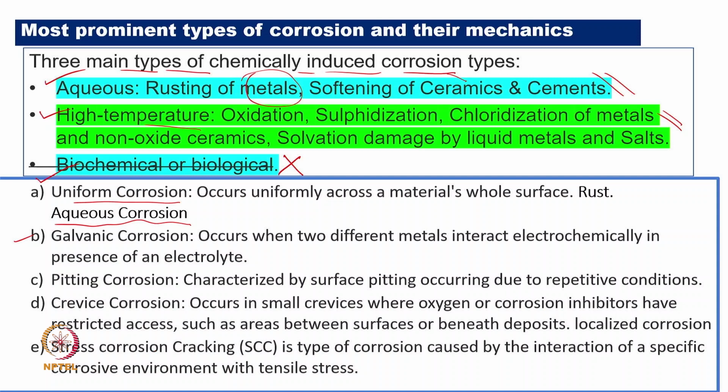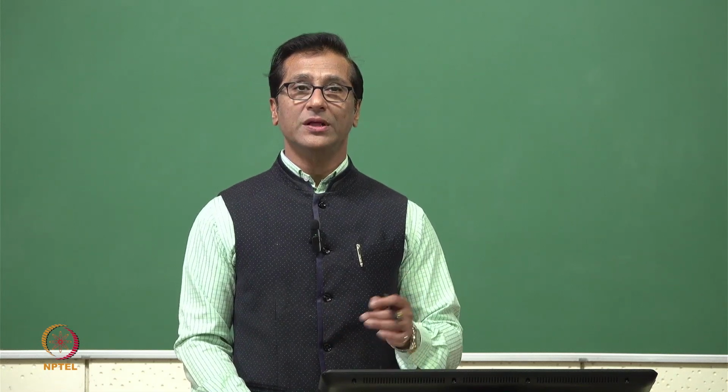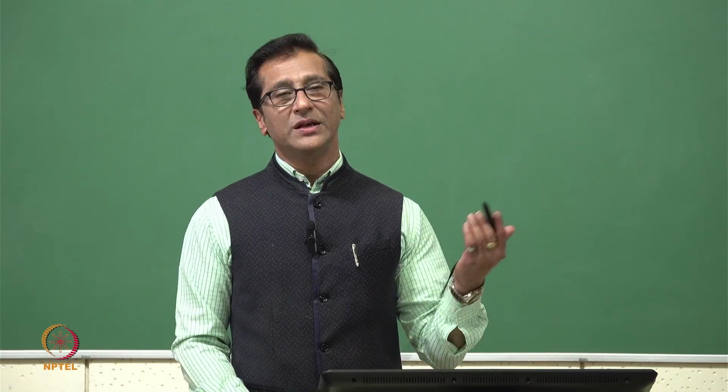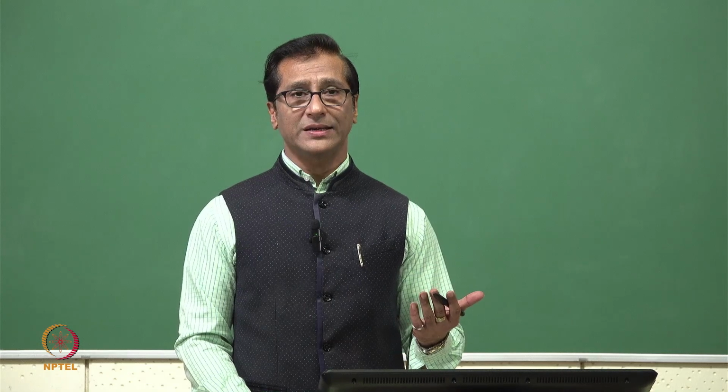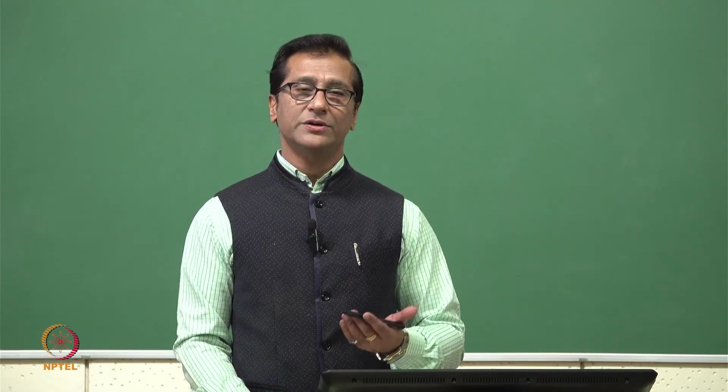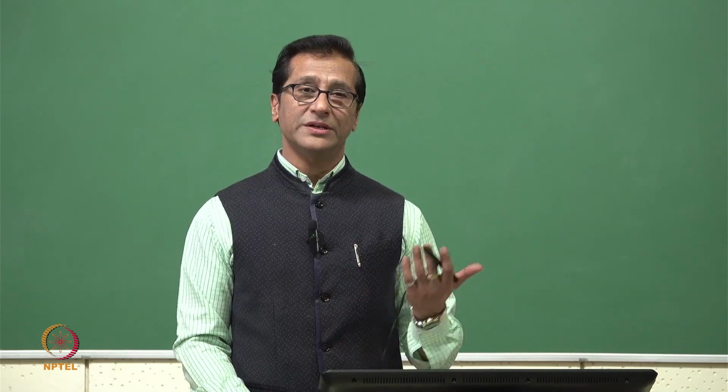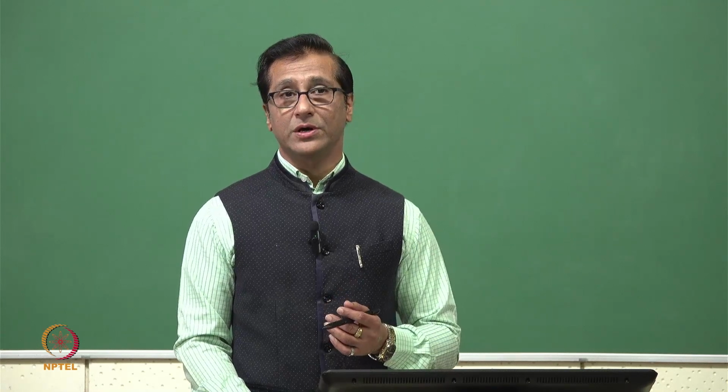So these are the five types of corrosion, and as I mentioned, what we mostly get in the environment is aqueous corrosion, which people also call rust. Rusting is very common because we are mostly using metals. Even in the case of polymers, cement or ceramics, aqueous corrosion is common.